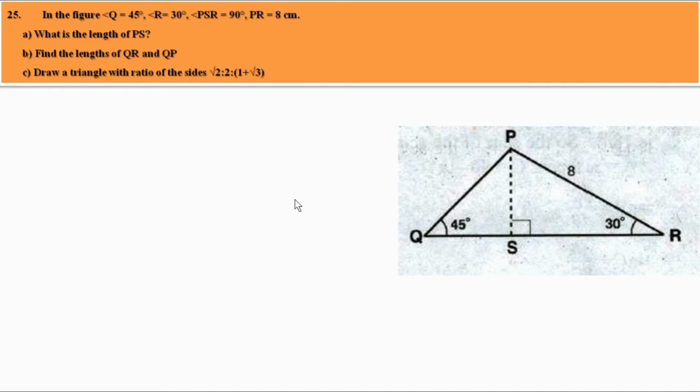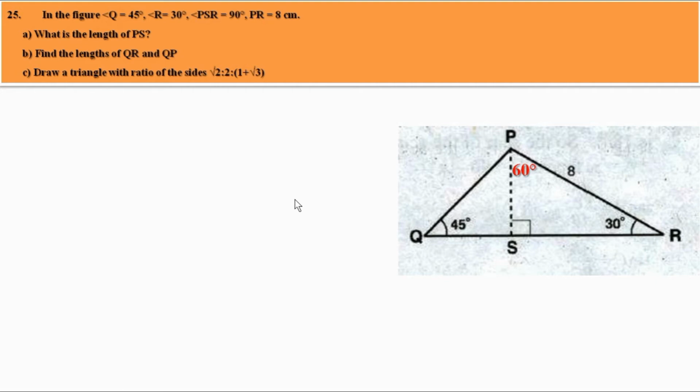Look at triangle PSR. Angle R equal to 30 degree, angle PSR equal to 90 degree. Therefore, angle SPR equal to 60 degree. So, it's a triangle with angles 30, 60, 90. Therefore, the ratio of the sides is 1 is to root 3 is to 2. The smallest side is opposite to smallest angle. Therefore, PS is the smallest side, and largest side is opposite to largest angle. So PR is the longest side.